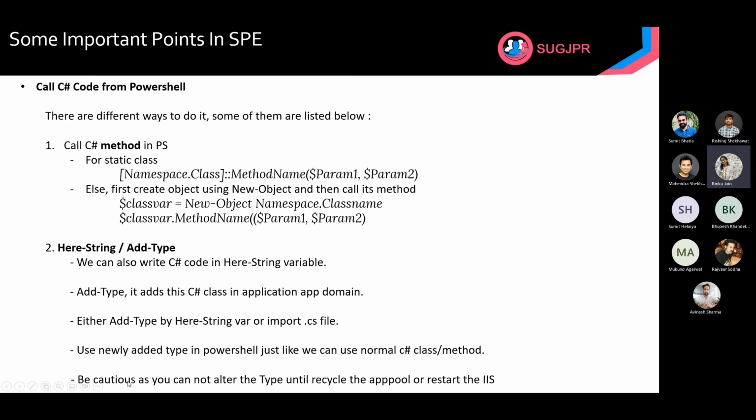But here one thing to be cautious about is that you can't alter the type until you recycle the app pool. So let's say you add something in the type and you want to update any function or variable details over there, you can't do that. Either you have to recycle your app pool or restart your IIS, because it is there in your app domain. So we'll see one example of it too.